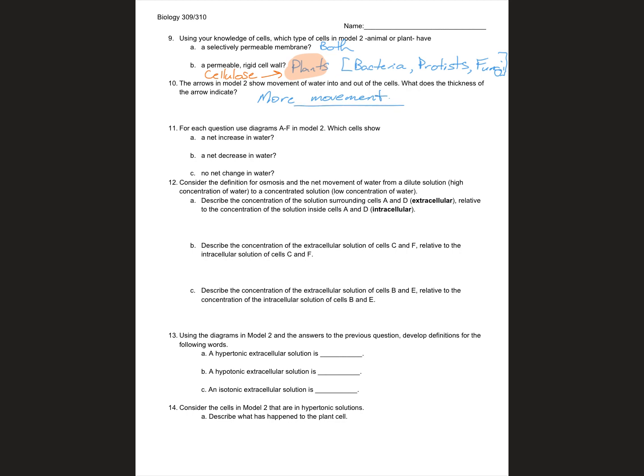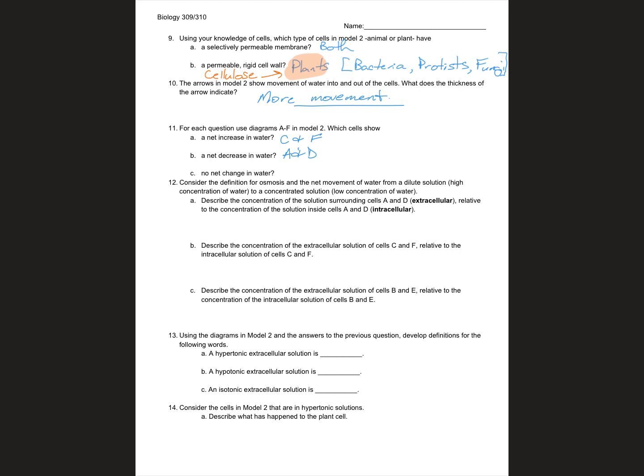All right, for each question, use diagrams A through F in Model 2. Which cells show a net increase in water? C and F. Net decrease in water, A and B. D. D as in dog.